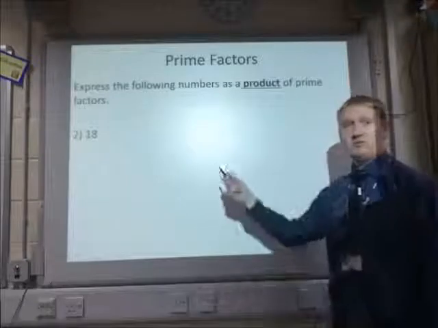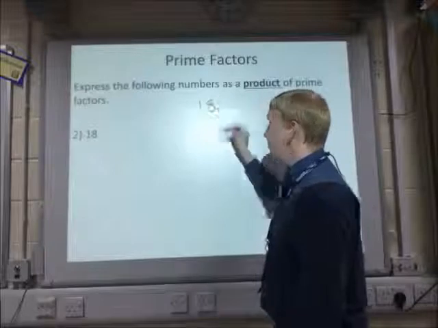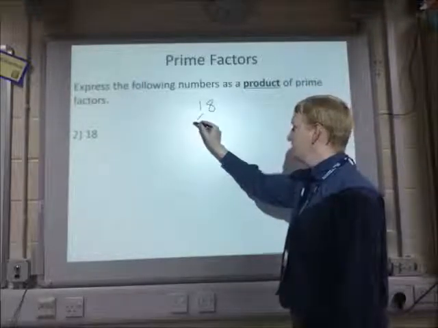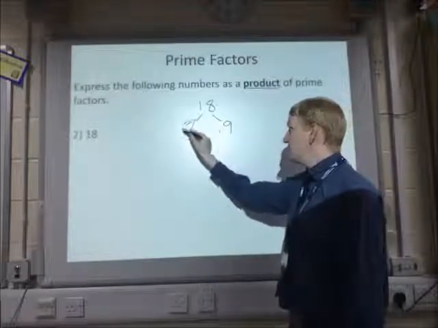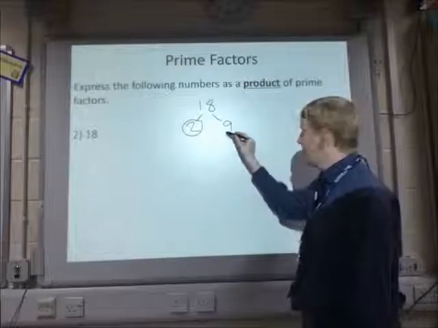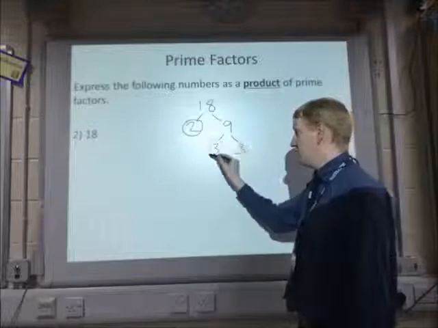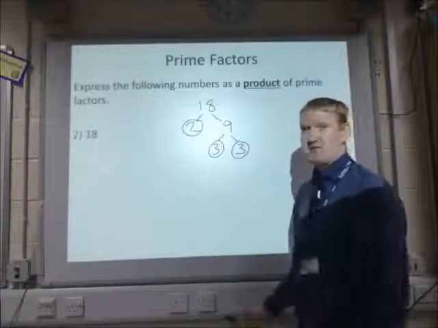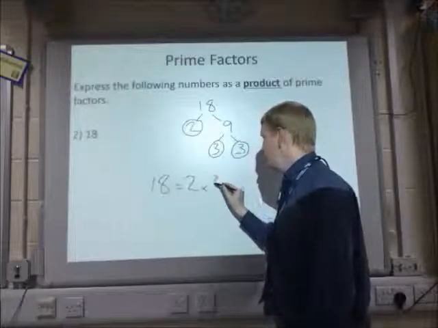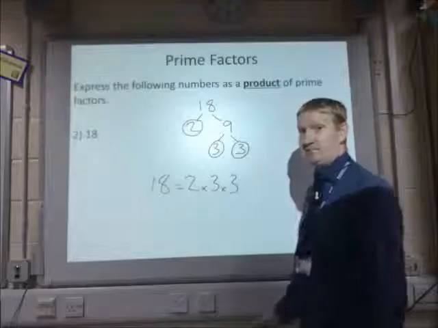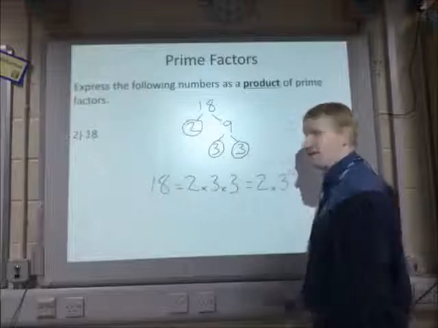For the next example, it's exactly the same process, but we're just going to do it with 18. So you put your 18 at the top, and this can be split up into 2 times by 9. And 2 is a prime number, so we leave it as it is. But 9 you can write as 3 times by 3. And both the 3's are prime numbers. So now we just simply write 18 is equal to 2 times 3 times 3. Or you could write this as 2 times by 3 squared.